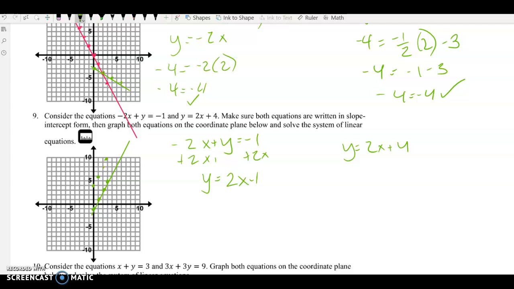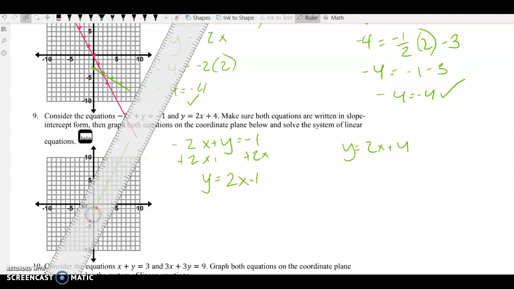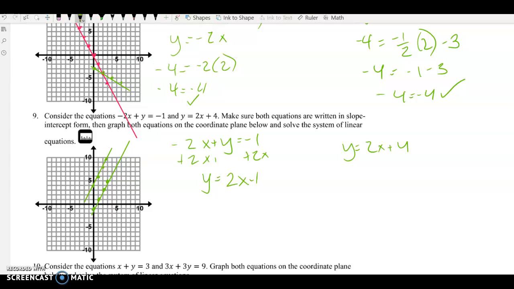Some of you are going to notice that, hey, these guys don't intersect. Why do they not intersect? Well, they have the same slope. And we learned in chapter 3 that if you have the same slope, they're parallel lines. They never touch. So this means no solutions. There's never a solution where they're going to overlap because they have the same slope. Okay.